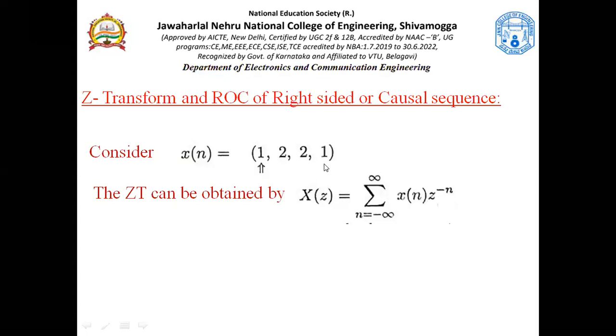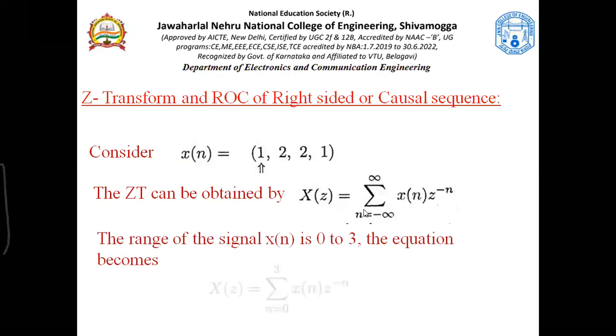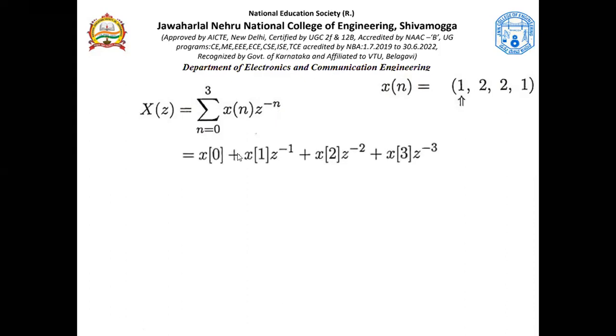Though it ranges from 0 to 3, we start with the equation which says minus infinity to plus infinity. Next, since it is moving from 0 to 3, we change these limits from 0 to 3. This is how it looks. Since this is a finite duration sequence, there are four samples. Bring those four samples here. In place of x of n, we have x of 0 into z to the power 0 plus, because the summation is there, x of 1 into z to the power minus 1, and so on. In this place, x of 0, x of 1, x of 2, x of 3, just place these. It looks like this.